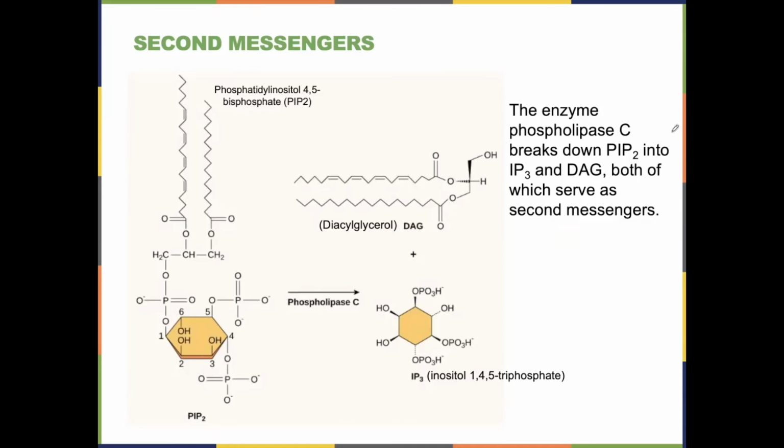There are two additional common second messengers, IP3 and DAG, which both come from breaking down a particular kind of phospholipid here. So you can see this is a phospholipid. It's got the two fatty acid chains attached as well as the polar head group here. The enzyme phospholipase C, when it's activated, will actually break this down into a couple of different molecules that look like this. This one called IP3, which comes from the polar head group here. And then diacylglycerol, DAG, which is the part that contains the fatty acids along with the glycerol.